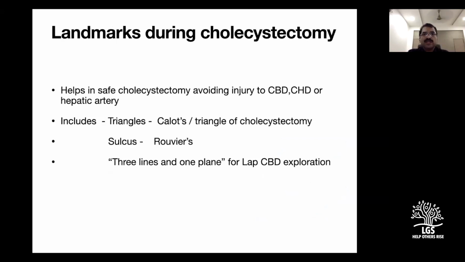Then the second issue is the landmarks during cholecystectomy. These landmarks actually help in safe cholecystectomy, and avoid injury to the CBD, CHD, and hepatic artery. This may include triangles like Callot's triangle of cholecystectomy, also known as the hepatocystic triangle, and it also includes a sulcus known as the Rouviere's sulcus. There is a 3-line, 1-plane concept that is described in patients undergoing laparoscopic CBD exploration, for safe exploration of the CBD without injuring the segmental duct.